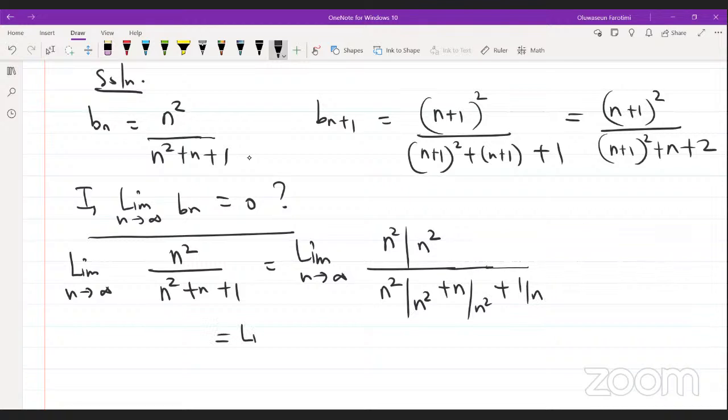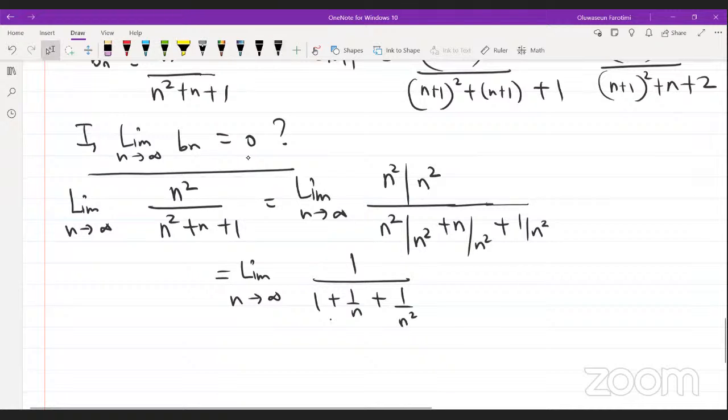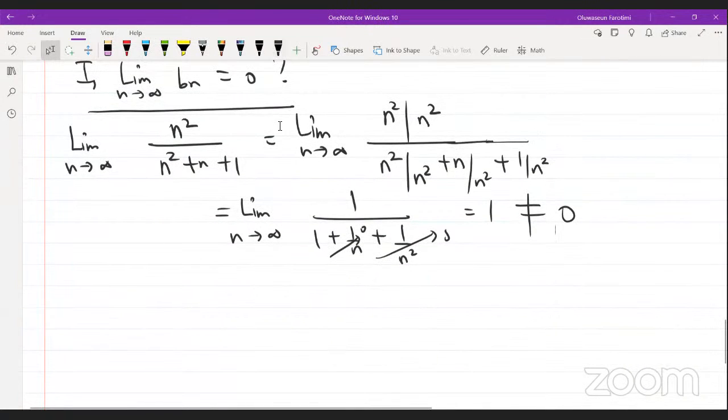So what does this become? This becomes a limit as n goes large. On the top, you have a 1. The bottom, you have a 1 plus 1 over n plus 1 over n squared. Now, as n goes large, this guy goes to 0, this guy goes to 0, you got a 1. This limit equals 1, so that means there's an issue. 1 is not equal to 0. So does it mean that we can conclude from here? What it actually means is that the alternating series test cannot be used.